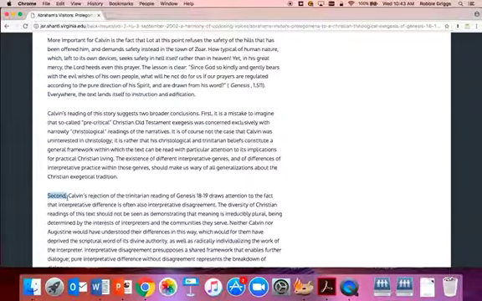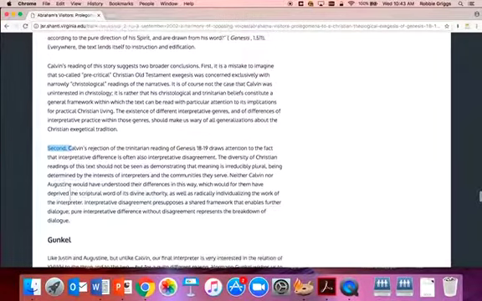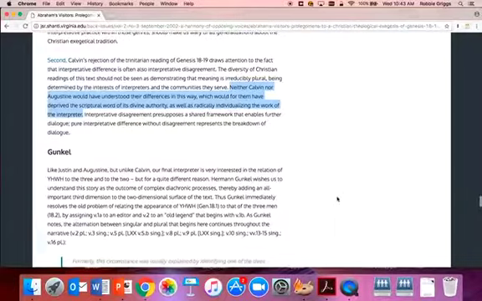First, second, right? But there's also some recognition of the differences. Neither Calvin nor Augustine would have understood their differences in this way, which would have them derived from the scriptural word of its divine authority as radically individualizing the work of the interpreter. So he's talking about how he understands what they're doing in relation to how they would have understood what they're doing, which again, this is not just a survey of what they've done. You're interacting and interpreting and making evaluations with what they've done.